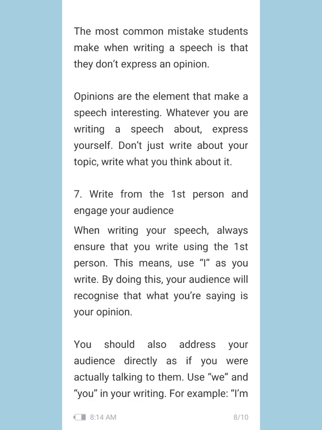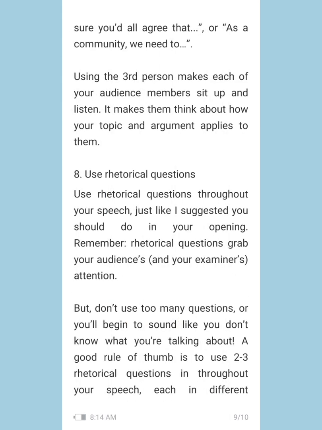Next, you should also address your audience directly as if you were actually talking to them. Use we and you in your writing. Basically, I, we, you. Using the second person makes each of your audience members sit up and listen. It makes them think about how your topic and arguments apply to them. It doesn't mean that you just keep talking by yourself, giving opinions and not trying to involve the audience, or the audience will get bored. So you have to be careful about that.